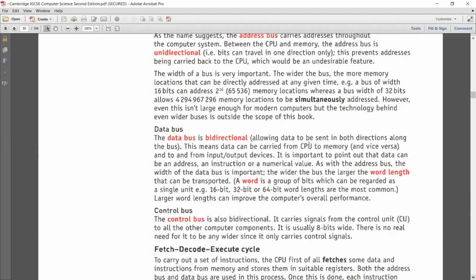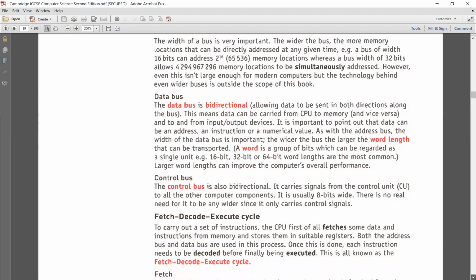Data bus is bidirectional, and as the name implies, it is allowing the data to be sent in both directions, from the CPU to the memory and vice versa, as well as to and from the input and output devices. So the data bus is carrying the actual data, and again the same thing: if you are increasing the width of the address bus and the width of the data bus, that will result in improving the performance of your computer system. Lastly, it's the control bus, and as the name implies, it is going to perform the controlling operations. It is usually 8 bits wide, and there's no need to make it wider because its job is limited to carrying the signals from the control unit to all the other computer components. As the name implies, you can remember them because their working is linked with their name.